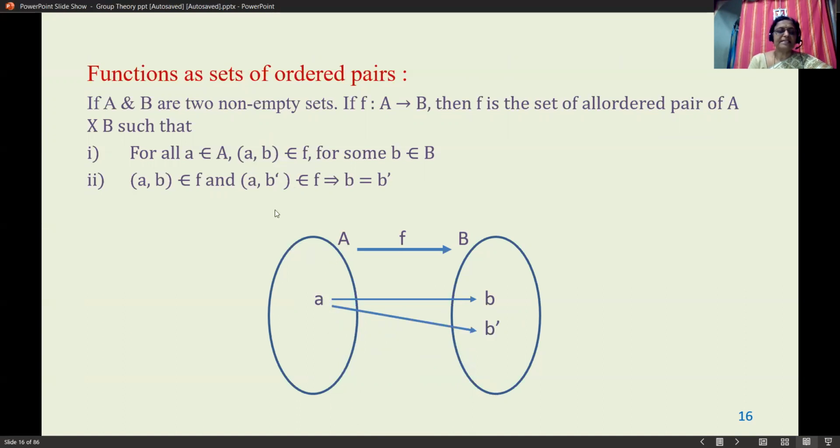And again, in the second case, if I consider A associated to B dash also, A is already associated to B, and if A is associated to B dash also, then we have to consider B is equal to B dash, because we have the definition which says that there is only one element associated to some element of A, and then you get B is equal to B dash.